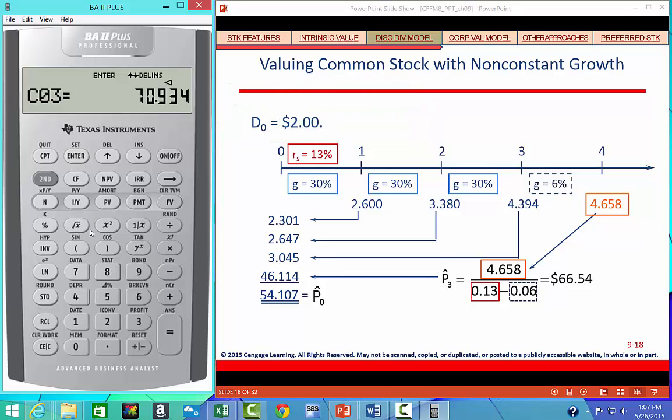Hit enter, and then I'm done entering my cash flows, so I go to net present value. I is the discount rate, and that's the required rate of return on the stock, which is 13%. So I hit 13 and enter and hit the down arrow and hit compute. And you can see that I get the same thing, the $54.11, just like I got here with the long method. So just keep that in mind if you wanted to use the cash flow register.